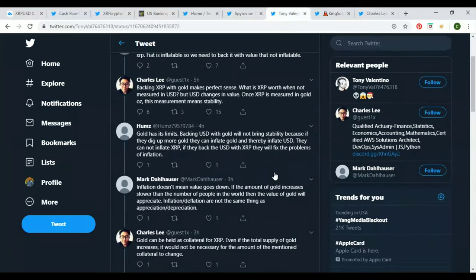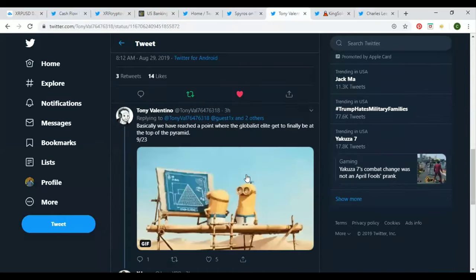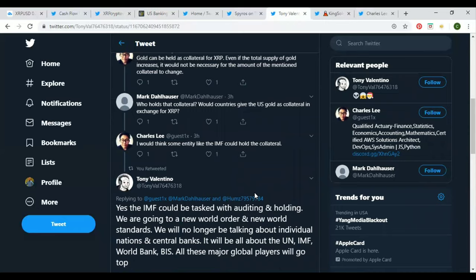Let's see. So here we go. This was an interesting comment. I'm going to start from the top. When I say XRP will be backed by gold, and then some people start talking about counterparty risk, etc., they don't know what they are talking about. They don't understand trade, and they don't understand the application or use of XRP in a modernized financial system. And this is Tony Valentino. He says some pretty interesting things, and I take what he says with a grain of salt, and it'd be interesting to see if what he says is true.